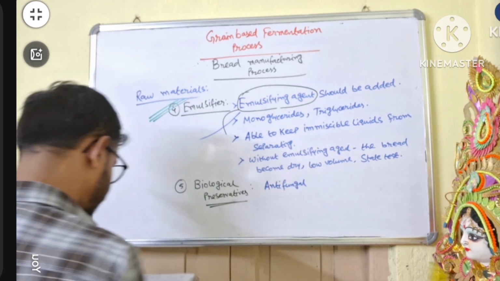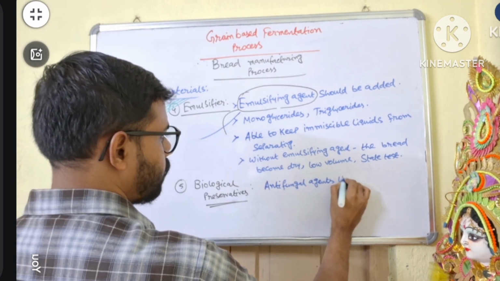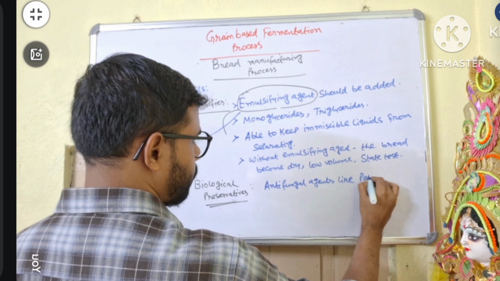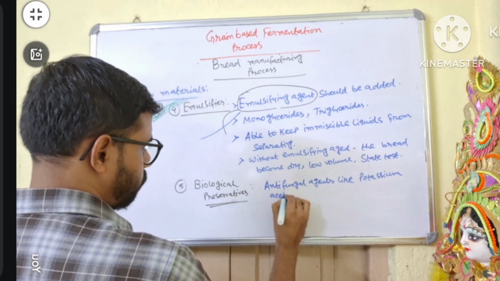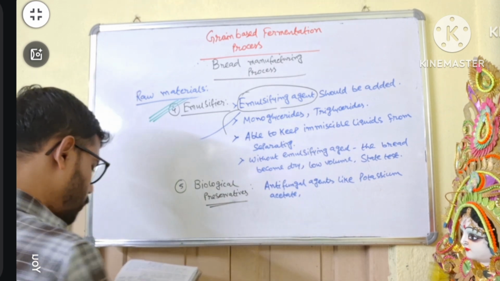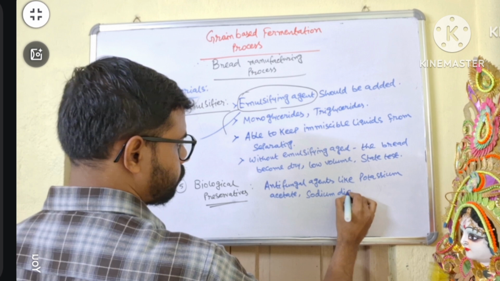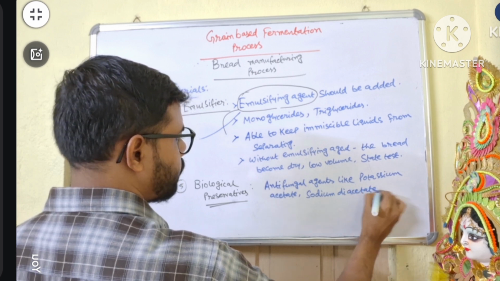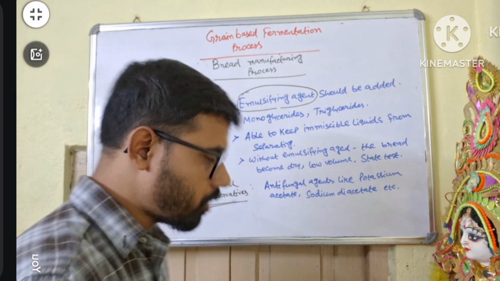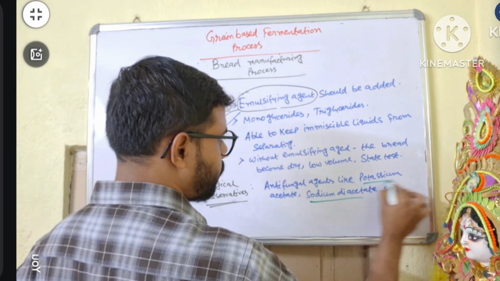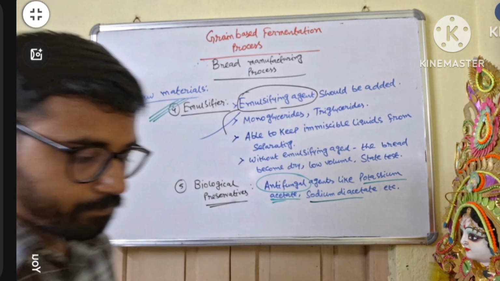Antifungal agents like potassium acetate, sodium diacetate, etc. are added. Sodium acetate, sodium diacetate, potassium acetate, they are all antifungal agents. They control the fungal activity.